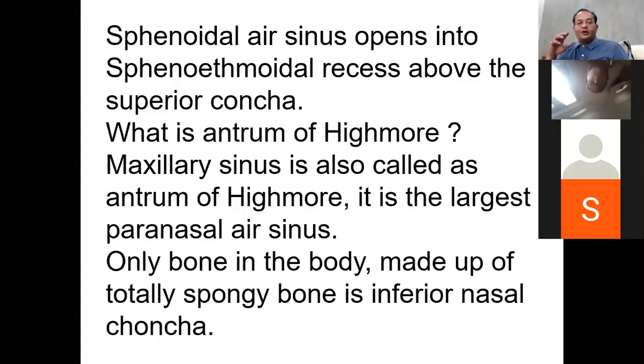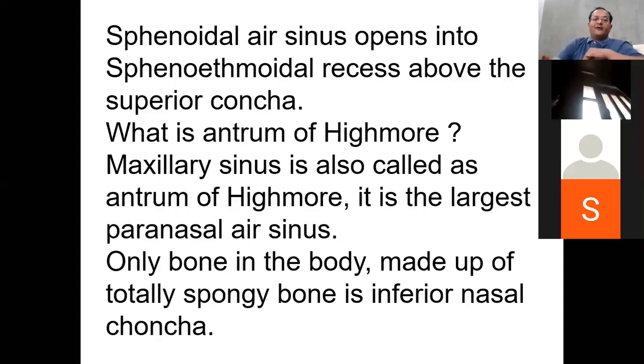Beneath the superior concha, superior meatus is present. But above the superior concha, sphenoethmoidal recess is present. And in the sphenoethmoidal recess, sphenoidal air sinus opens. So where does the sphenoidal air sinus open? It opens into the sphenoethmoidal recess above the superior concha.